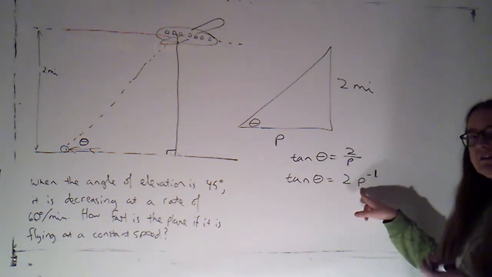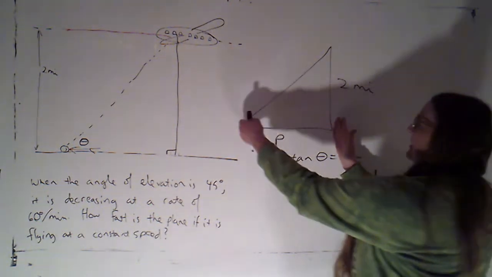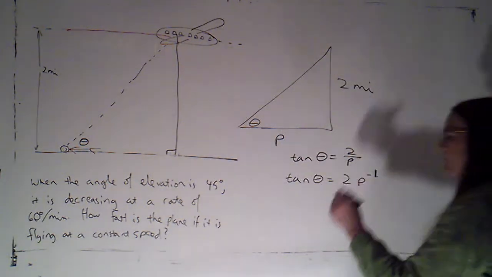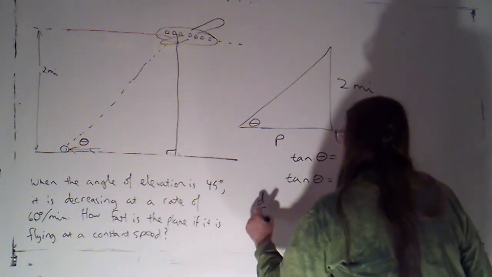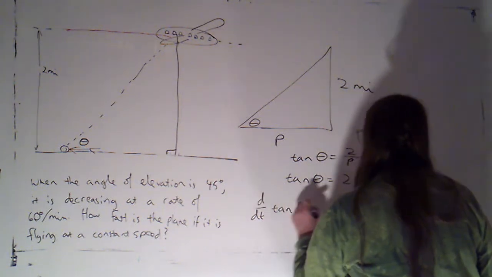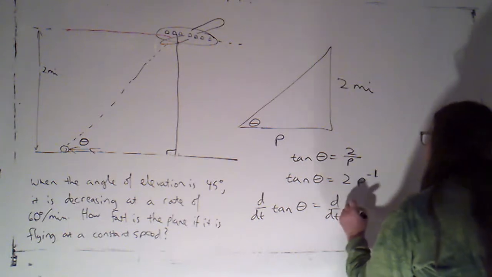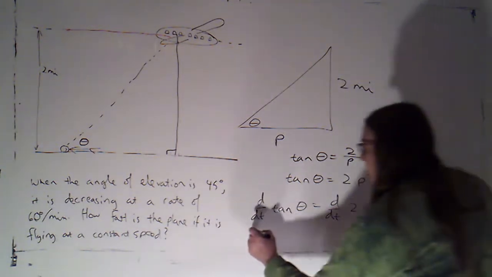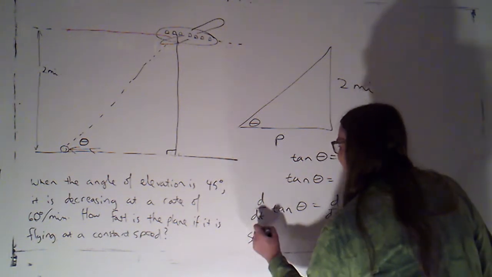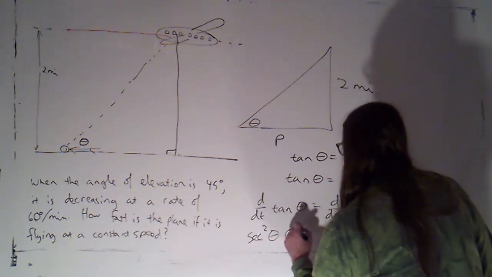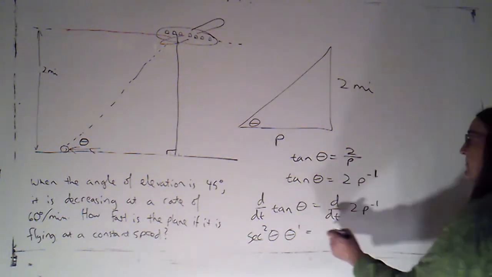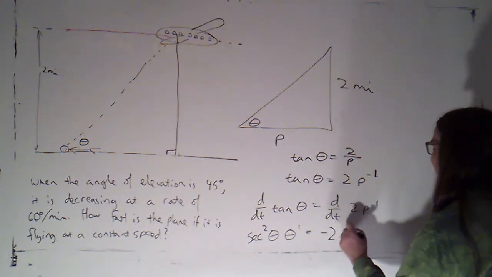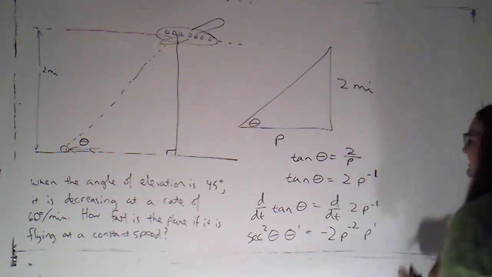And I want to know how fast P is changing, because how fast this is changing is how fast the plane is flying. So I'm going to take the derivative with respect to time of both sides. Derivative of tangent of theta equals the derivative of 2P to the negative 1. So this will be implicit differentiation, or chain rule, secant squared theta times theta prime. This is going to be implicit differentiation, or chain rule, negative 2p to the negative 2 times p prime.